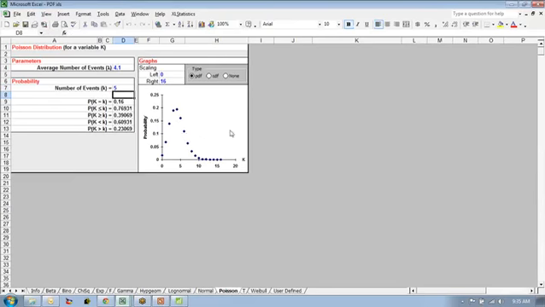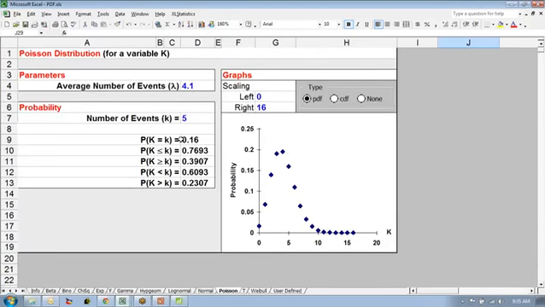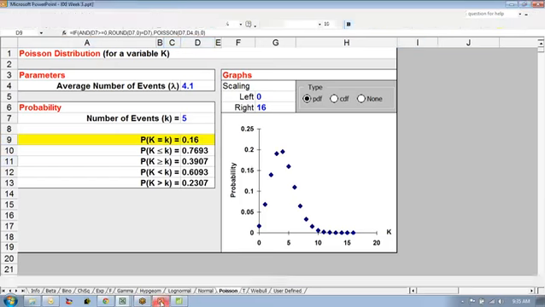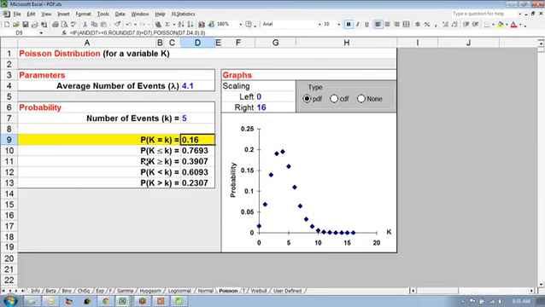So the probability of exactly 5 leaks is this. Okay, so it's exactly the height of this 5 right there, which is 0.16. So that's exactly 5 leaks. But the second part of the question was 5 or more leaks. For 5 or more, that's K greater than or equal to 5, it would be 39%. The answer to the first one, exactly 5, the chances are 16%. Chances of 5 or more is 40%.